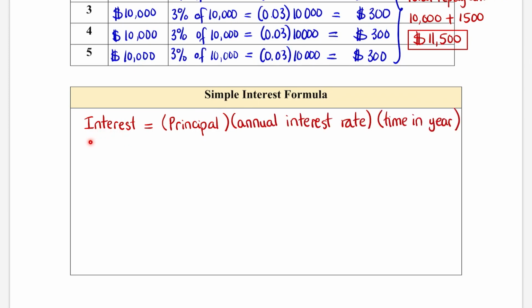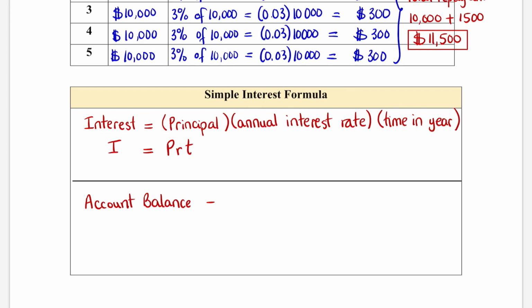To find the total interest, I'll take the principal, which is the amount that I borrowed originally, times the annual interest rate, times time in years. So I equals PRT. P is the principal, R is the rate, and T is the time in years. This I stands for the interest. To find the account balance, which is the total amount including the principal and the interest, I'll take the principal plus the interest, which is A equals P plus I.